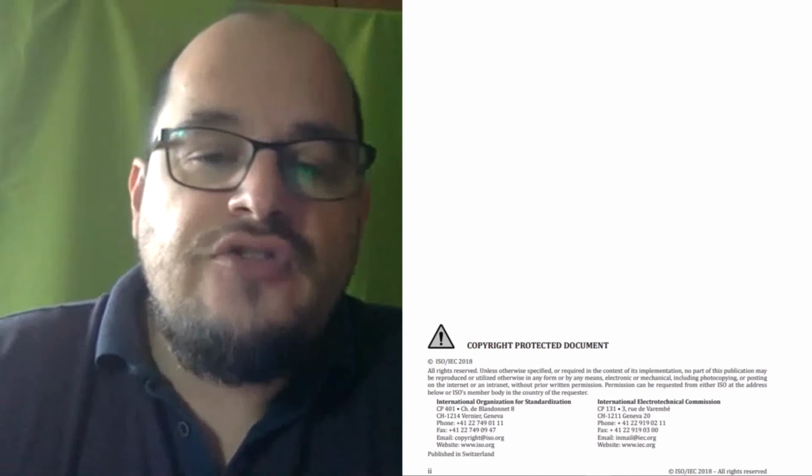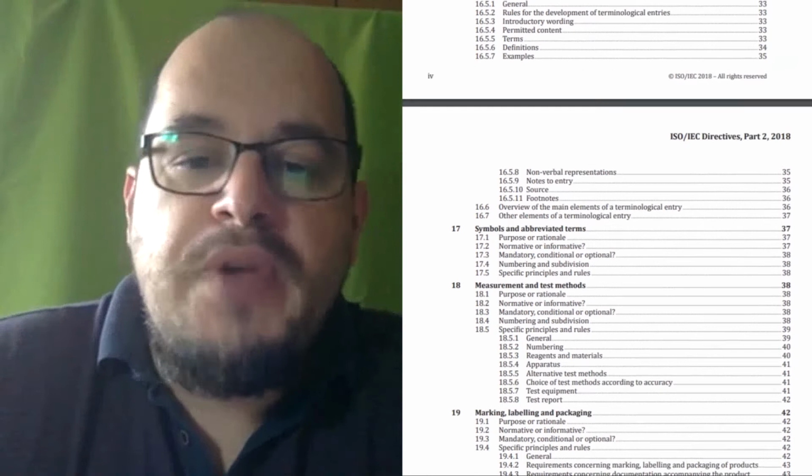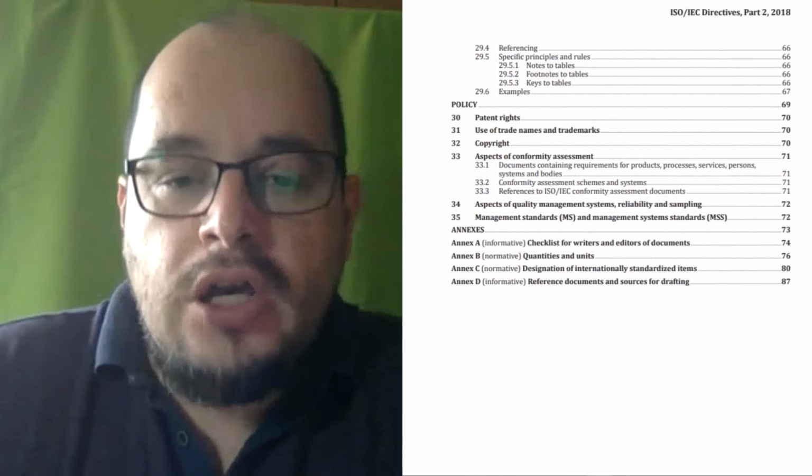The second document, directives part two, details how to draft standards. It has the rules on how to create the document itself: it has to have a reference and an introduction, and how verbs should be written. So they are styling rules for how to write the documents. If you look at the ISO directives, they have an addendum with rules specific to ISO, and the IEC has some rules specific to IEC.